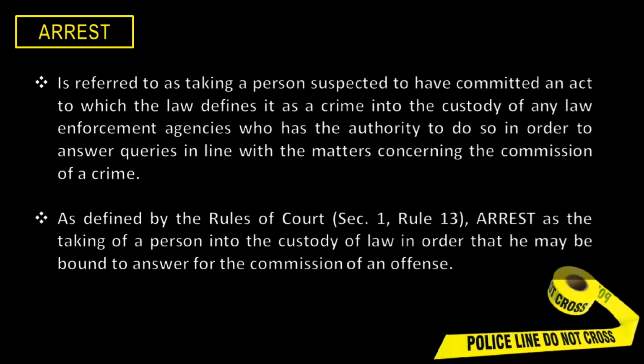So there are two modes of arrest. First one is by virtue of warrant of arrest. Second one is by warrantless arrest. Pag sinabi natin by virtue of warrant of arrest, inaresto natin yung tao by means of warrant. So mayroon nakitang probable cause that the person being arrested is probably the one who committed the crime. Pag sinabi natin warrantless arrest, ito yung pag-aresto sa isang tao na walang warrant. Kaya tinawag na warrantless arrest.